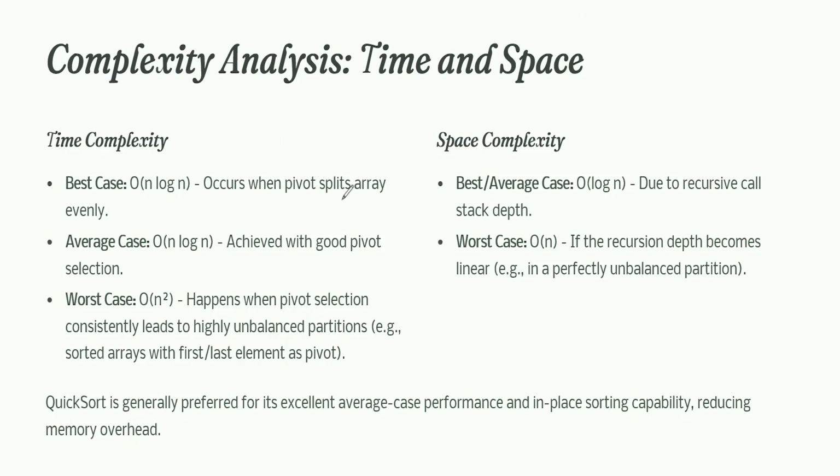So let us see the complexity analysis. The best case occurs when the pivot splits the array evenly, and best case is order of n log n. Average case is also order of n log n, achieved with good pivot selection. Worst case happens when your array is already sorted and gets divided in an imbalanced way. For example, if you choose a pivot element but all the elements are on one side, that is when you will have a worst case of order of n square.